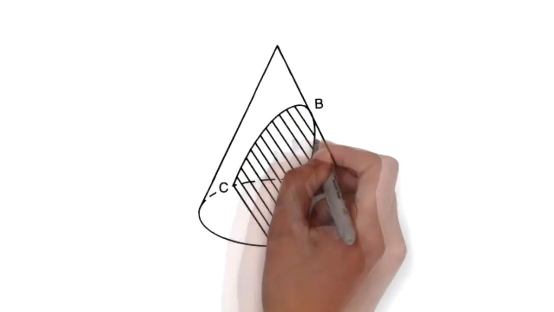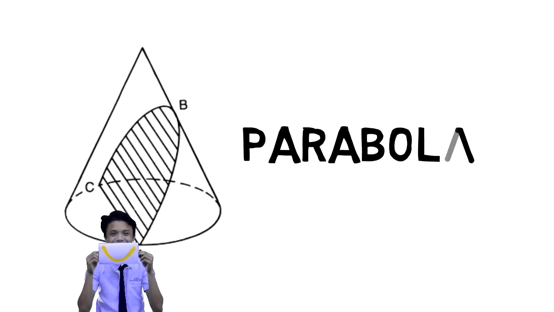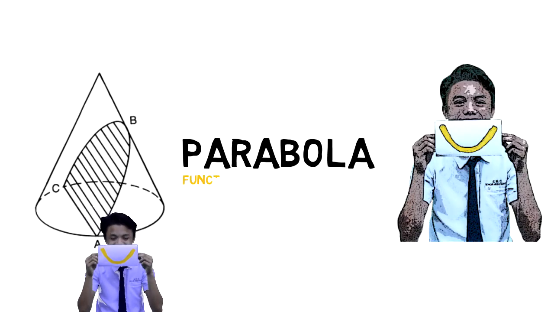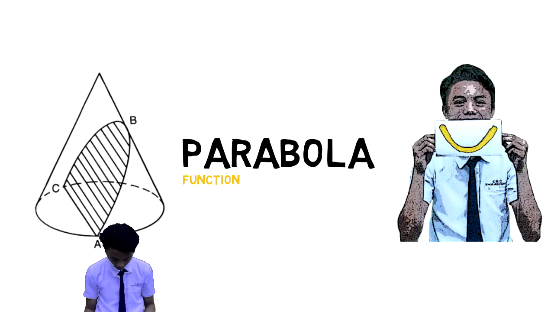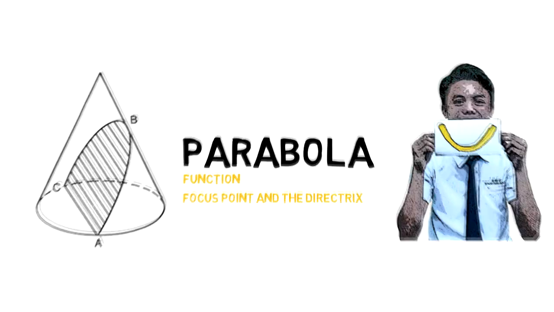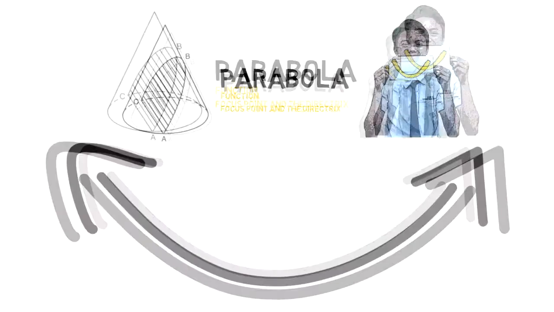A parabola is formed by intersecting a plane through the cone parallel to the side of the cone. Parabolas are the only conic sections that are considered functions because they pass the vertical line test. A parabola is the set of points that are equally distant from a focus point and a directrix, a fixed line. The standard equation depends on the axis of symmetry.